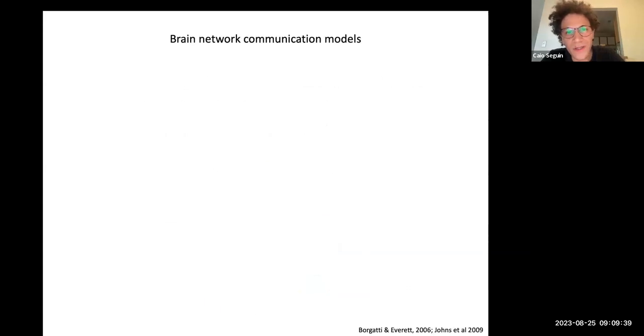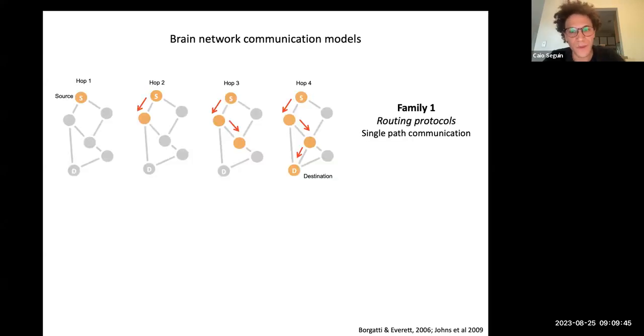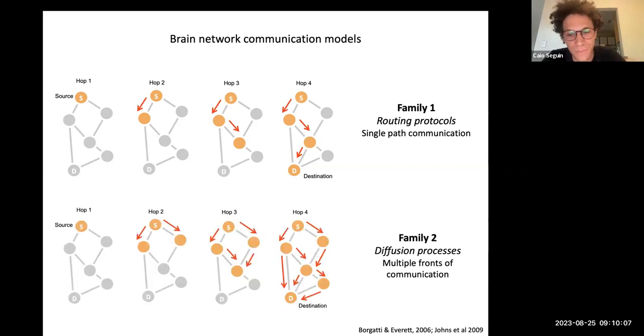Okay, so what are the ideas that people have come up with to model these network communication processes in the brain? There are 2 main families of communication models. The first family is what I call routing protocols. The idea is if you want to go from a source to a destination, you route the signal via a selectively accessed path. So here, a very direct path between source and destination. So this is a routing scheme.